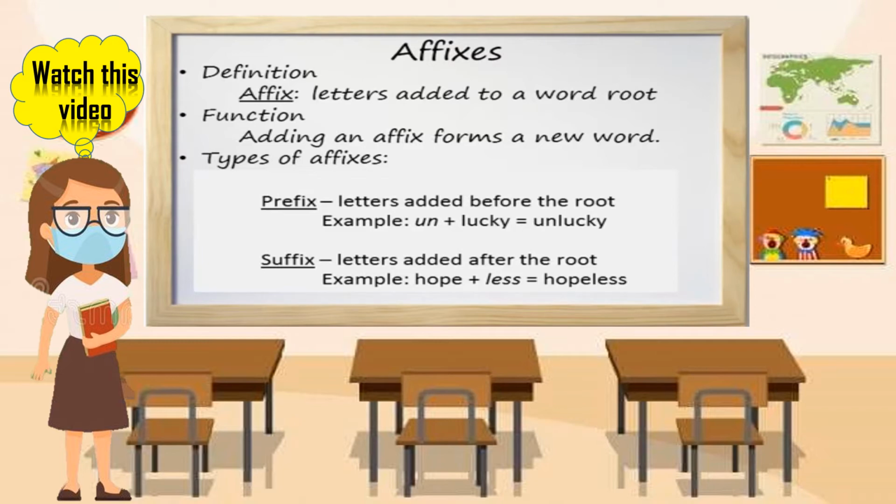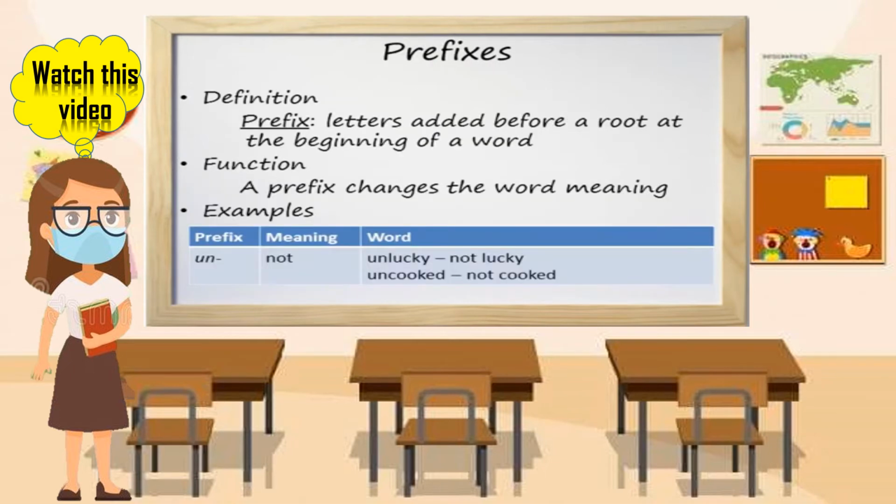A suffix is letters added after the root to the end of the word. An example is, to the word hope, we can add the suffix less to get the word hopeless. Let's talk more about prefixes. Again, the definition of a prefix is letters added before a root at the beginning of a word. The function of a prefix is that it changes the word meaning.